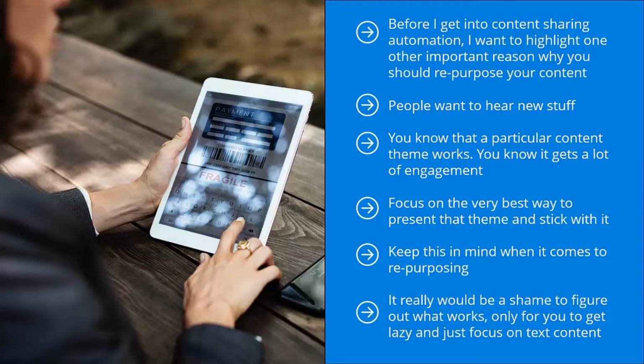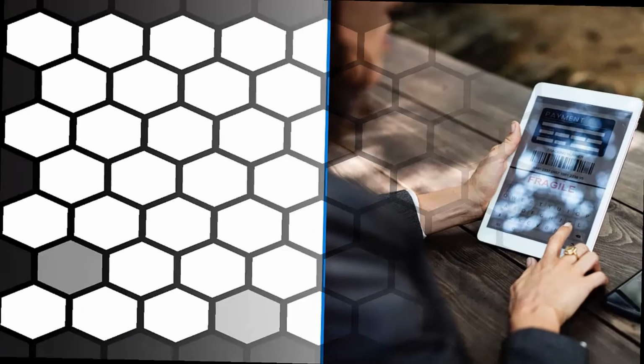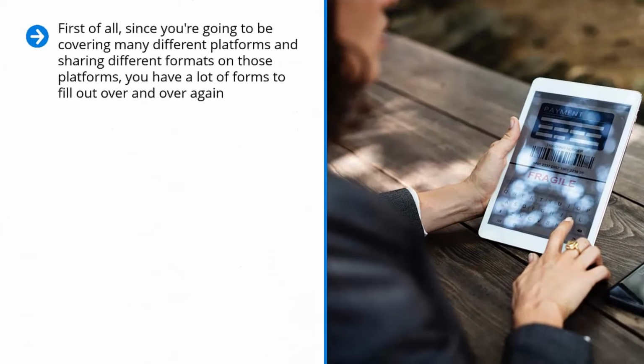which brings me to content sharing automation. Since you're going to be sharing a lot of content, and much of this content being third-party as well as original and repurposed content, you're probably going to have your hands full if you decide to do this manually. First of all, since you're going to be covering many different platforms and sharing different formats on those platforms, you have a lot of forms to fill out over and over again. Sure, you may have created an account, one for each of those platforms, but submitting to those places requires you to fill in forms. Posting on Facebook involves form filling.